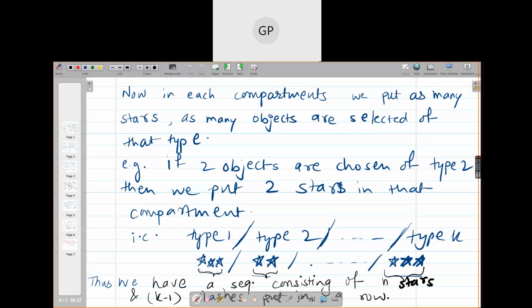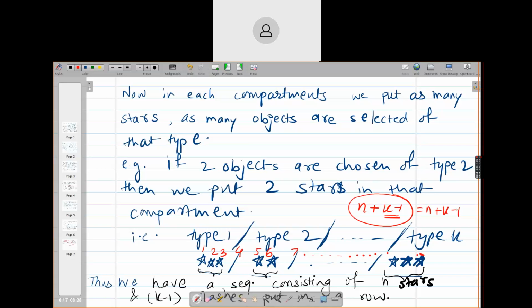Tell me, how many places are there? 1, 2, 3. This slash also gets counted when you count the places. 5, 6, 7, and so on. You have n stars and k minus 1 slashes. So totally how many places are you talking about? n plus k minus 1, isn't it? Are you getting this? Yes, ma'am.